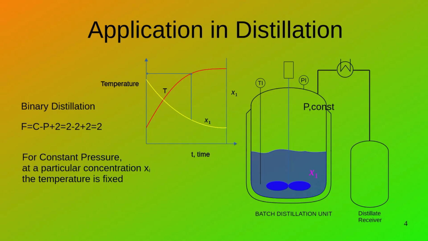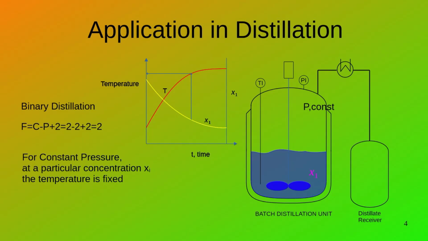Now, how does this apply in making logical conclusions? If we have a temperature indicator in the batch distillation still, then by knowing the temperature, we can know what is the concentration of x1 in the still. Now this will help us in starting and ending the distillation process. How? At the beginning of the distillation process, we know that the temperature will be T1 because x1 is high.